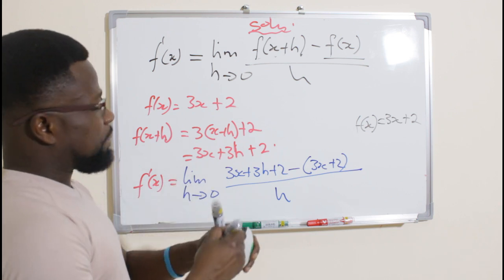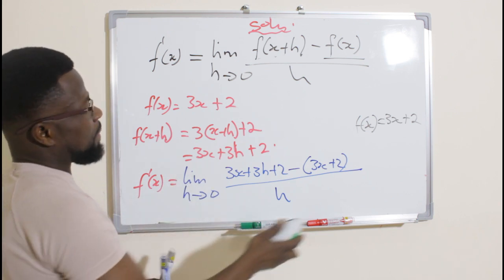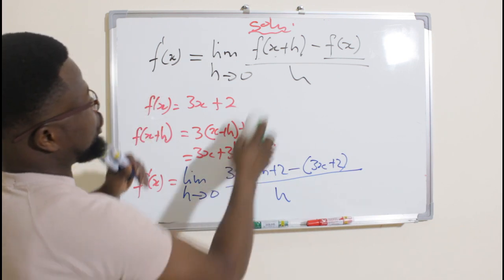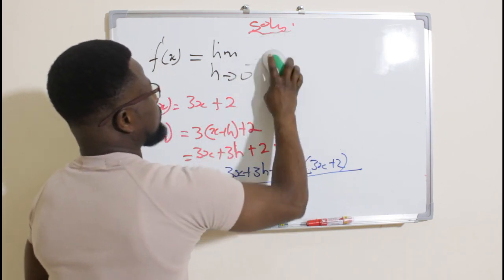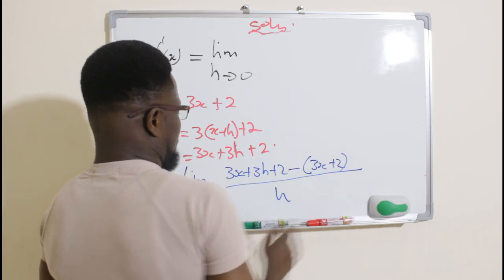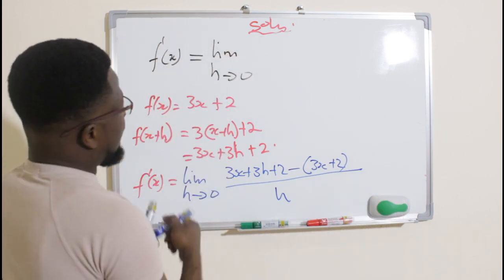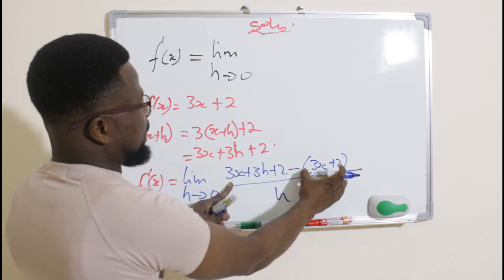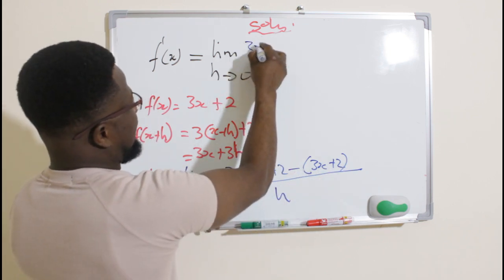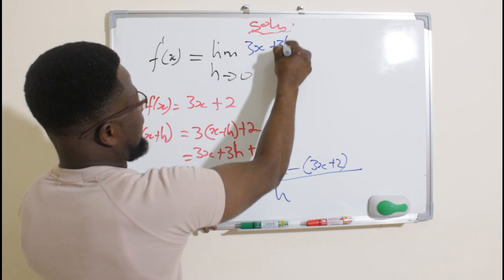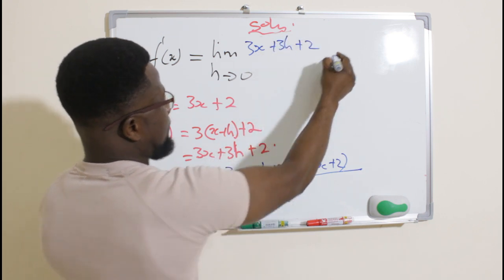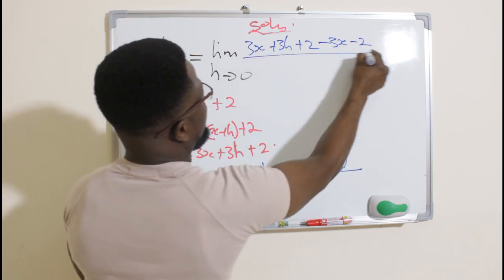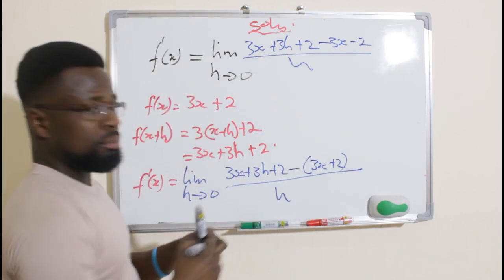Now I need to expand. So I am going to expand that and solve the problem. To continue, I write the formula and then continue from here. Remember, I'm going to expand this. This will become 3x plus 3h plus 2 minus 3x minus 2, all over h.